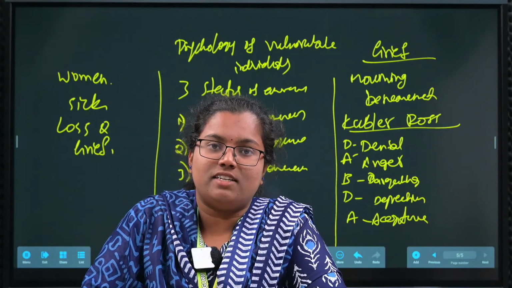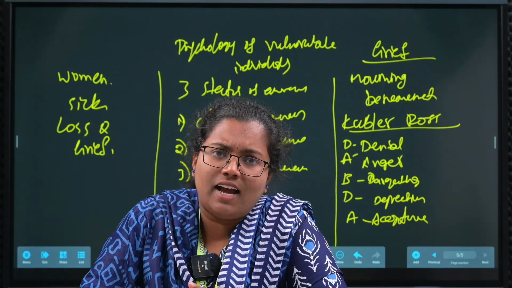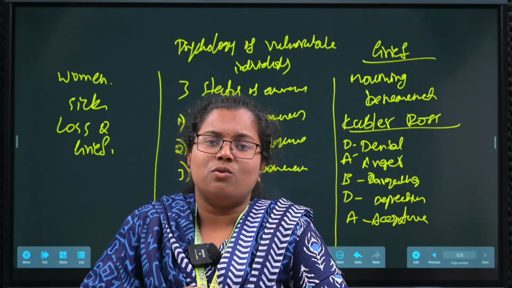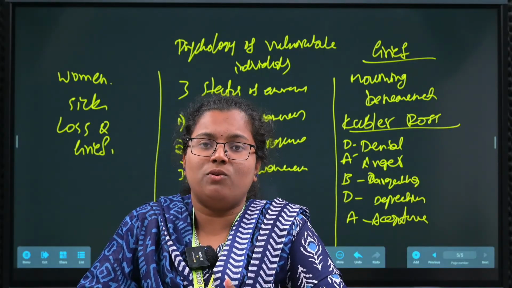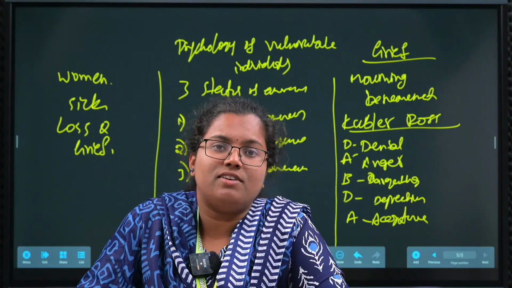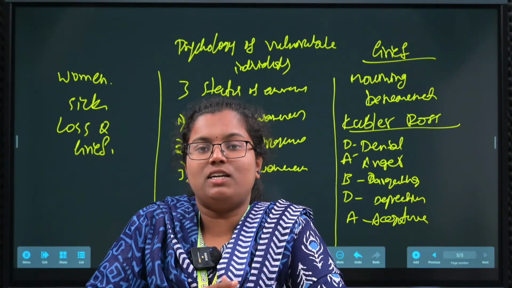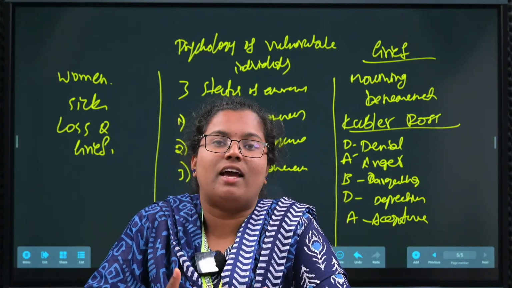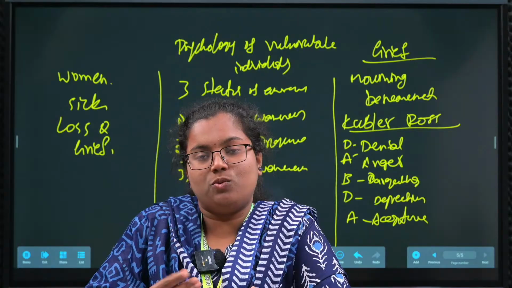And the second stage is anger. In anger, they show their aggressiveness. Why does it always happen to me? Why do I always have to suffer? Why me? They ask questions like that, and they show their anger towards the group and towards others.